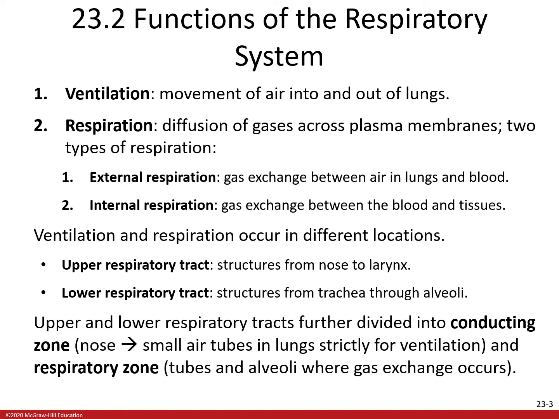We are going to classify these locations and functions in 2 different ways: 1, anatomically, and 2, physiologically. Anatomically, we're going to classify these as the upper and lower respiratory tracts. The upper respiratory tract includes the structures from your nose to your larynx, and the lower respiratory tract is the structures from your trachea to the very smallest structure within your lungs, which is the alveoli.